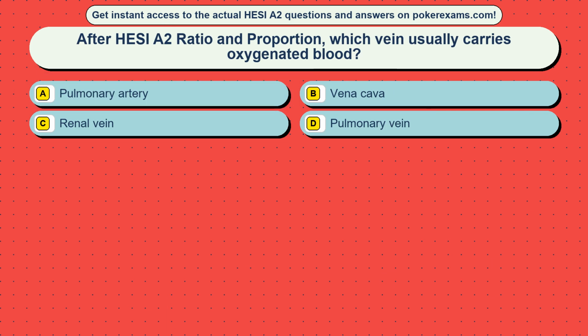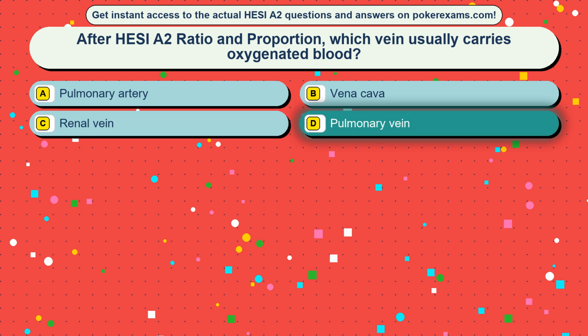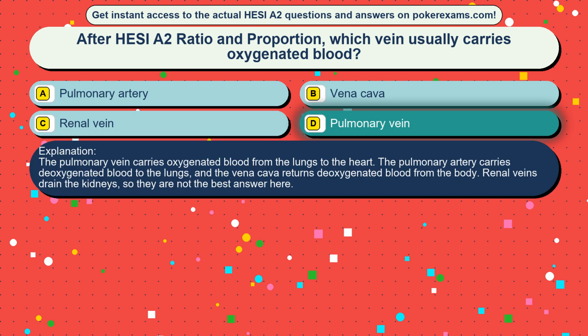Question 26. After HESI A2 ratio and proportion, which vein usually carries oxygenated blood? Option A, pulmonary artery. Option B, vena cava. Option C, renal vein. Option D, pulmonary vein. The correct answer is option D, pulmonary vein. The pulmonary vein carries oxygenated blood from the lungs to the heart. The pulmonary artery carries deoxygenated blood to the lungs, and the vena cava returns deoxygenated blood from the body. Renal veins drain the kidneys, so they are not the best answer here.